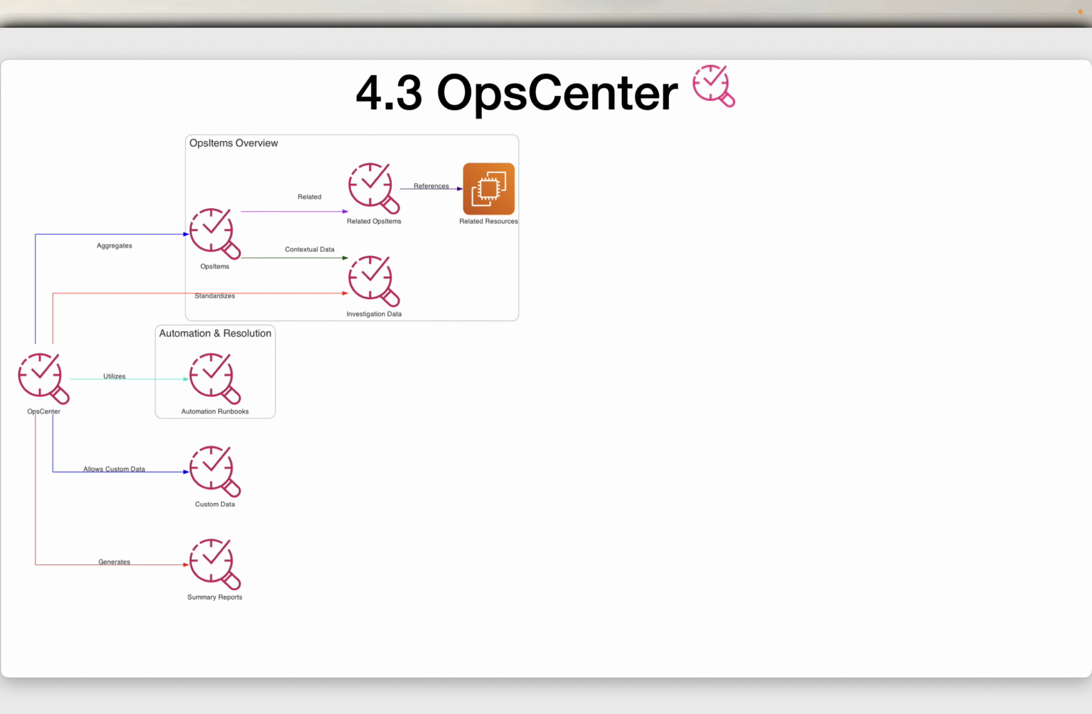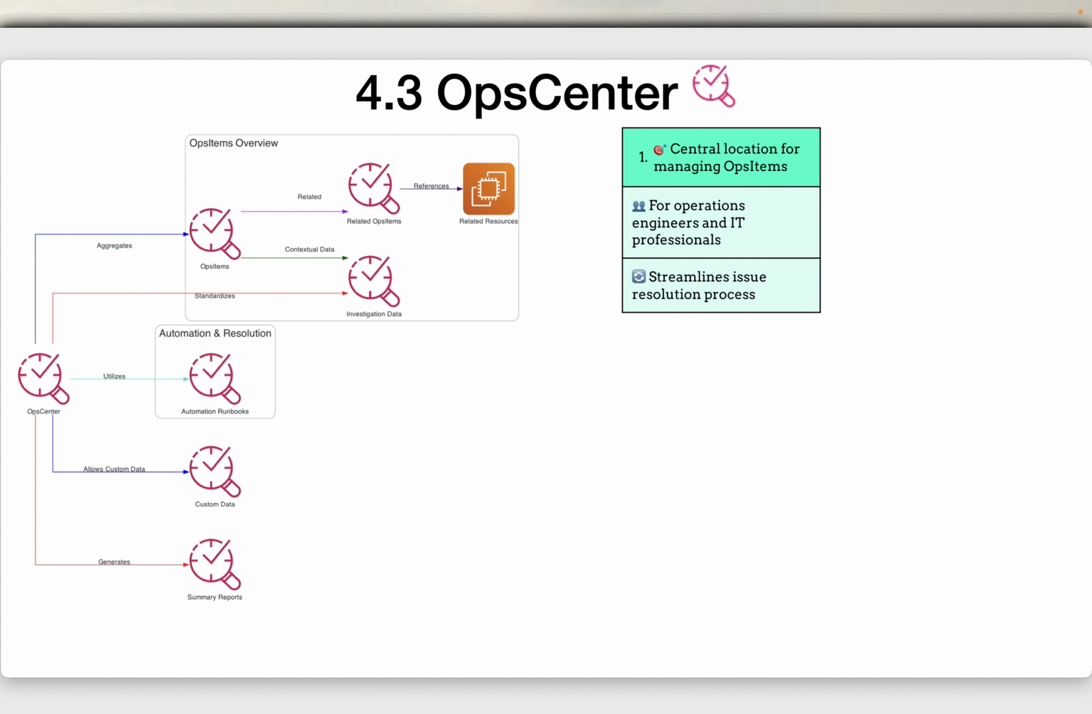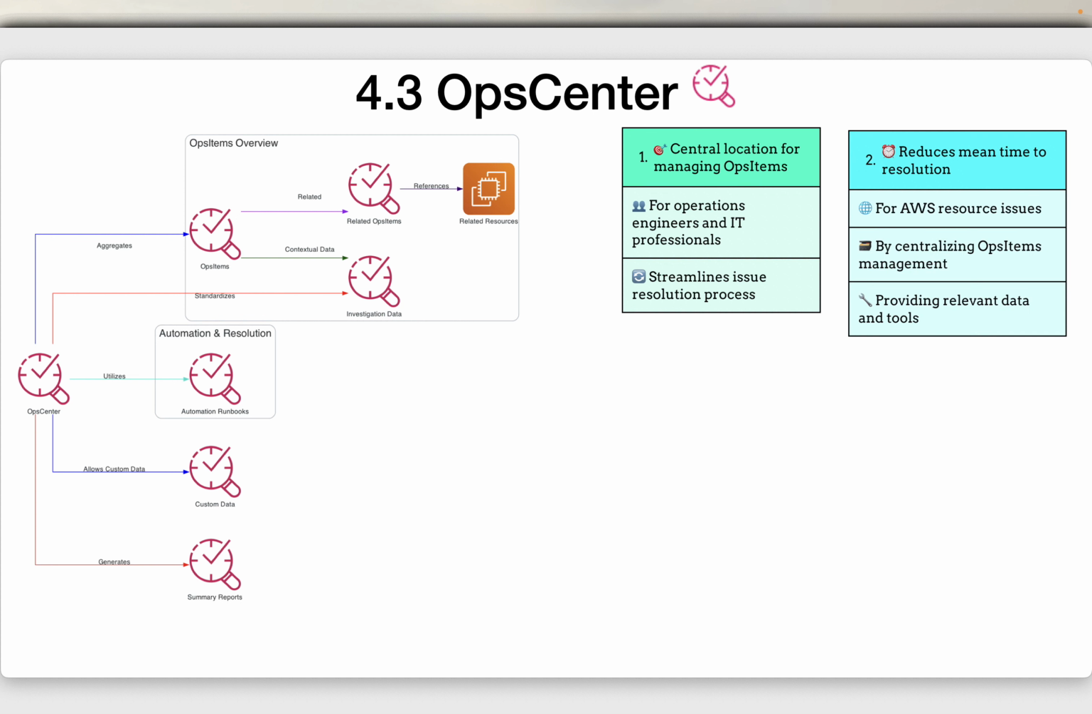Okay, next capability, Ops Center. Ops Center provides a centralized platform for operations engineers and IT professionals to manage operational work items, ops items, related to AWS resources, streamlining the issue resolution process. By centralizing the management of ops items and providing relevant data and tools, Ops Center aims to reduce the average time required to resolve issues affecting AWS resources.